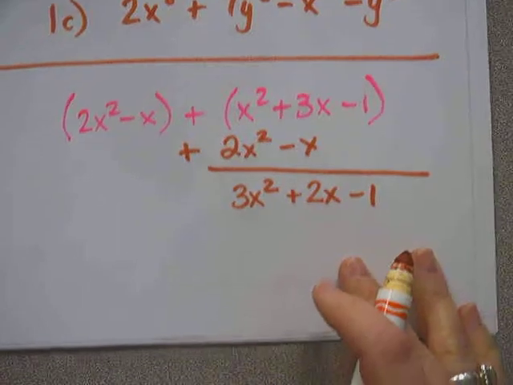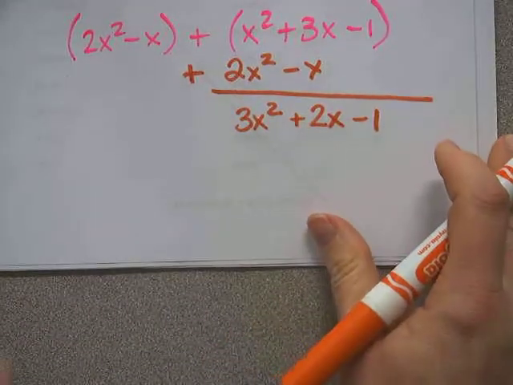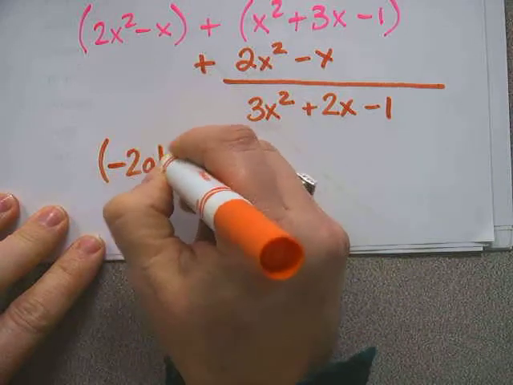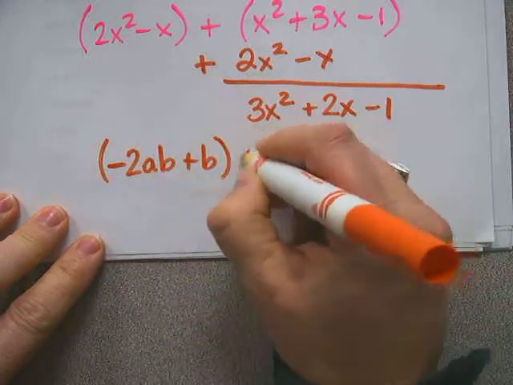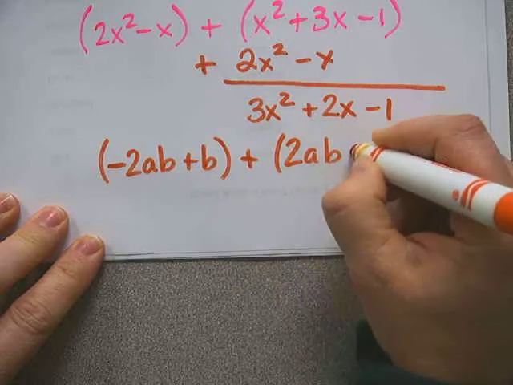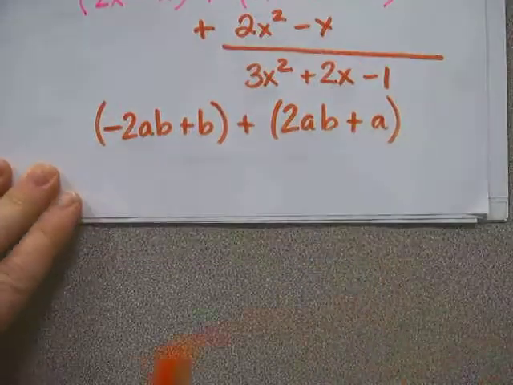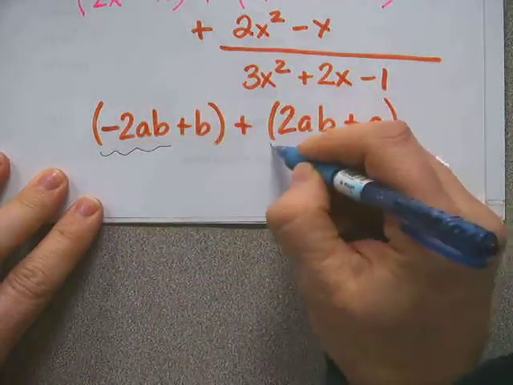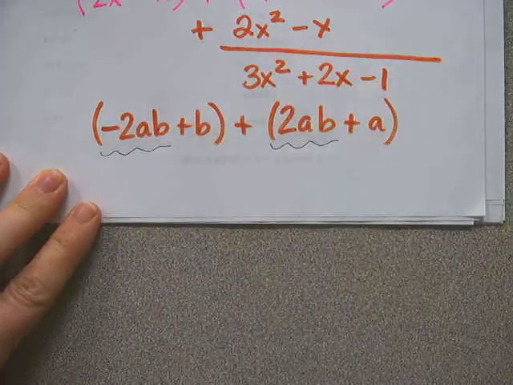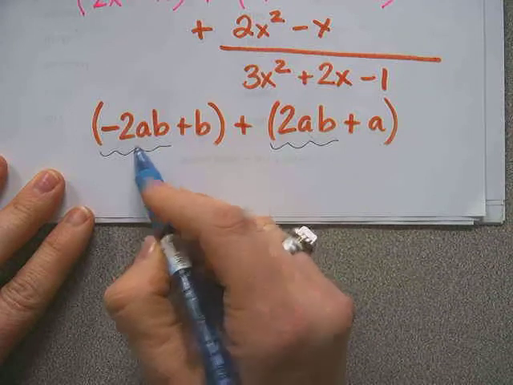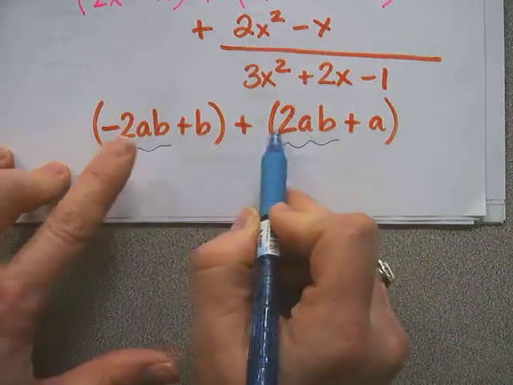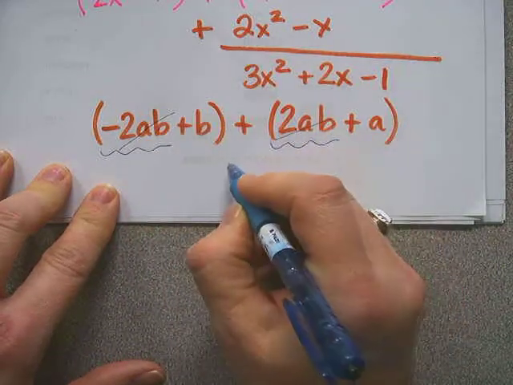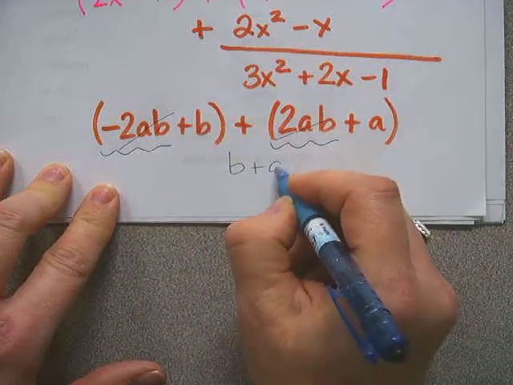Okay, pretty easy. Alright, the next one, just want to be careful as it gets trickier with variables that you are careful with the variables as well. So in this case, 2ab and negative 2ab are like terms. Has to have the exact same variable component. So in this case, these are additive inverses. They're opposites, so they're going to cancel. And we're left with the solution of b plus a.